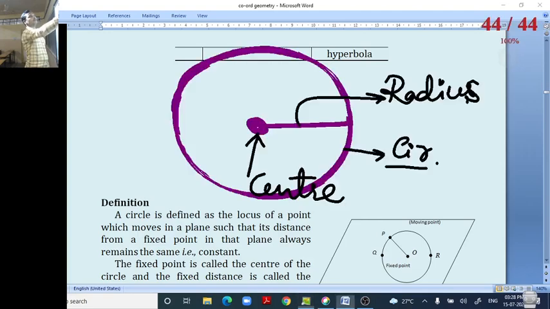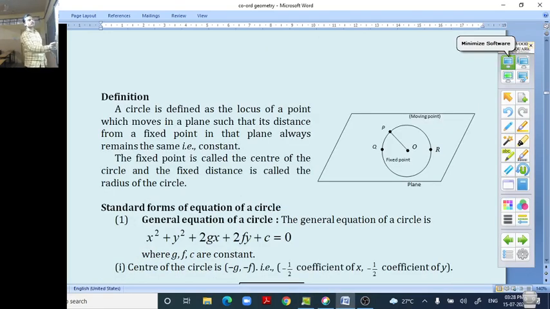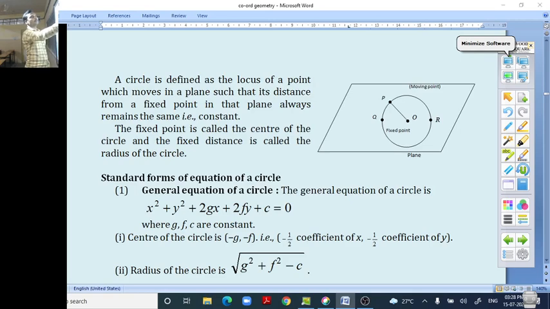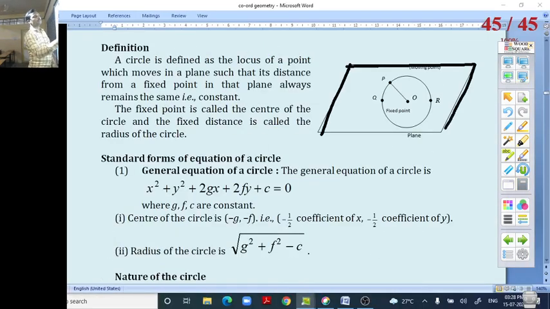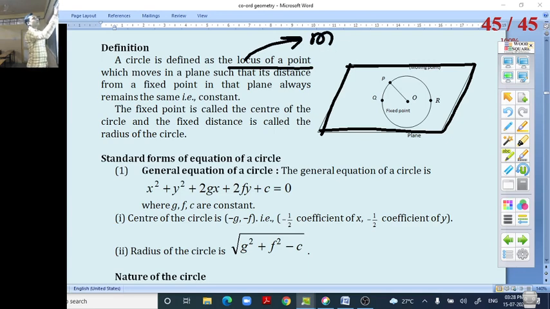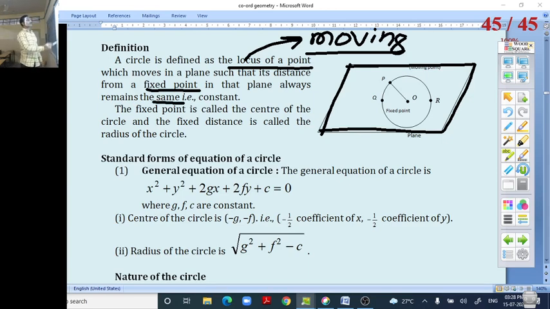The same picture we are going to observe here. You can see that within this box we have the same picture of the circle, which elaborates that a circle is nothing but the locus of a point. Locus means a moving point, which moves in a plane such that its distance from a fixed point in the plane is always the same, or always constant. Therefore, that constructs a circle.